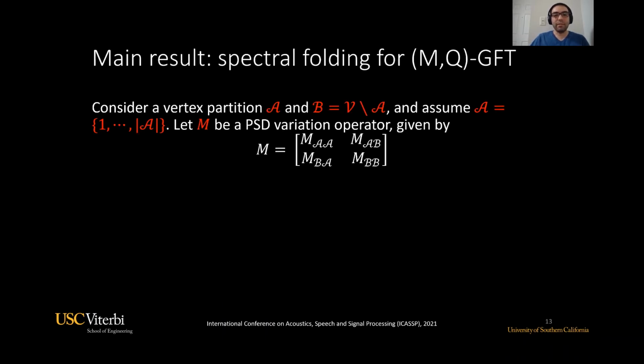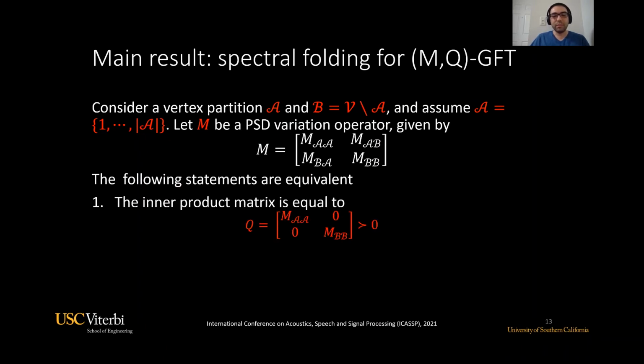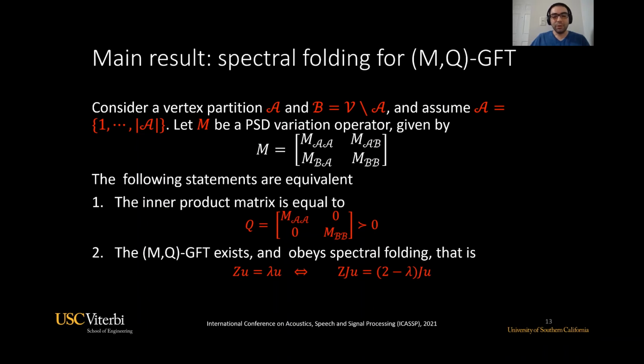So let's assume we have an arbitrary vertex partition. We have a variation operator M, also positive semi-definite and arbitrary, as shown here. Then our main result is the following. If we choose the matrix Q as the block diagonal component of M, and if this Q is positive definite, then the MQGFT exists and has the spectral folding property, which means the eigenvalues and eigenvectors of the fundamental matrix have the spectral folding property.